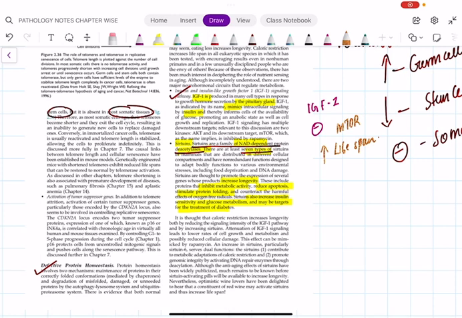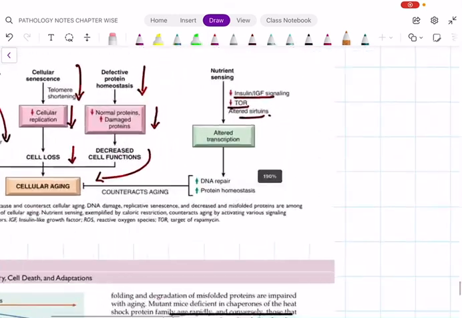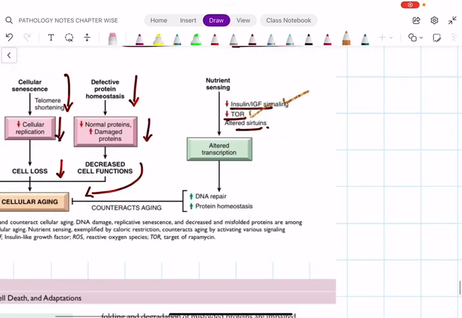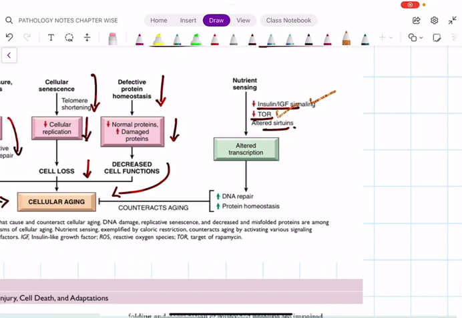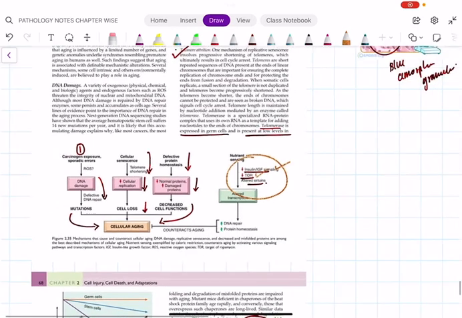That is TOR. All these are going to counteract aging. So decreased IGF signaling, decreased TOR, and sirtuins, all these are the important factors which counteract aging. So please go through all these points.